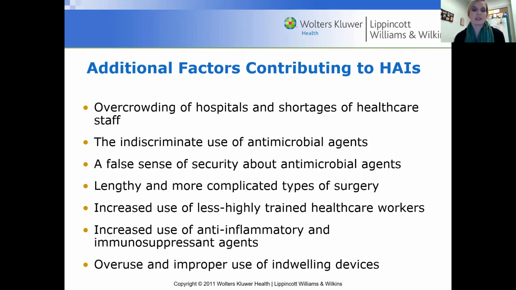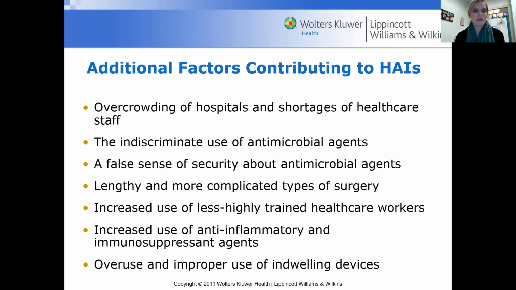And same thing with a false sense of security about antimicrobial agents. We have patients that sometimes will just say, well, I'm on antibiotics, so I'm not contagious. And that's not necessarily the case. Just because you've been on antibiotics for 2 days, you haven't finished your regimen of antibiotics. So therefore you could still be contagious. That false sense of security sometimes gives patients the thought, and even sometimes healthcare staff gives them the idea, that they're fine.